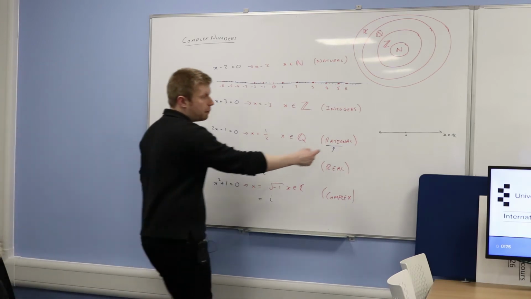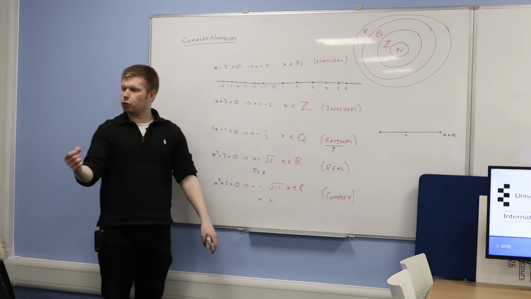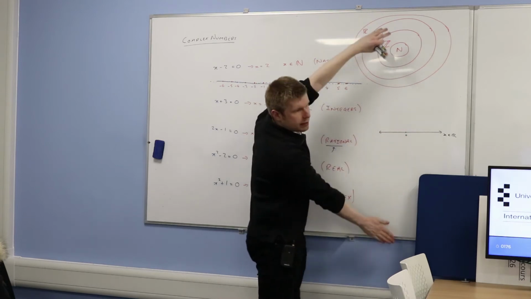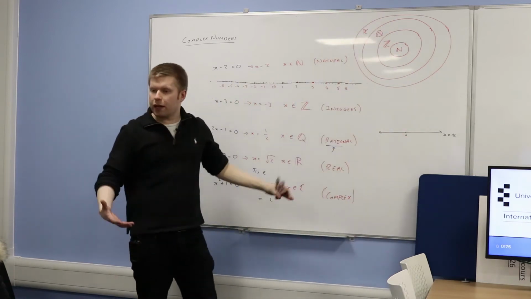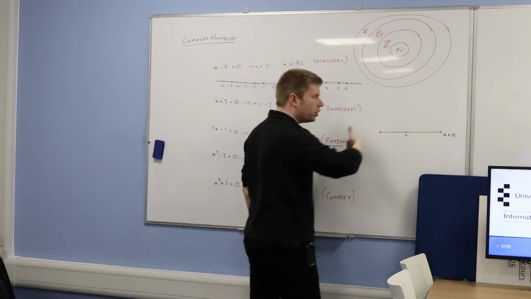I can't put them on this number line, okay? I'm stuck. That's all the real numbers. There's no way that the imaginary numbers will also fit in along there. But have a think. I've also got all this space above and below the number line, haven't I? So why not make use of that? If I make use of that, I can then represent my imaginary numbers in combination with my real numbers.